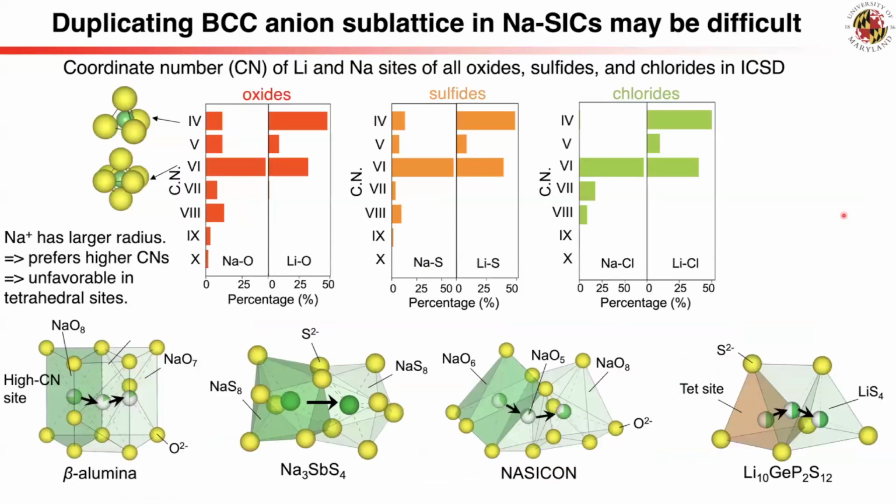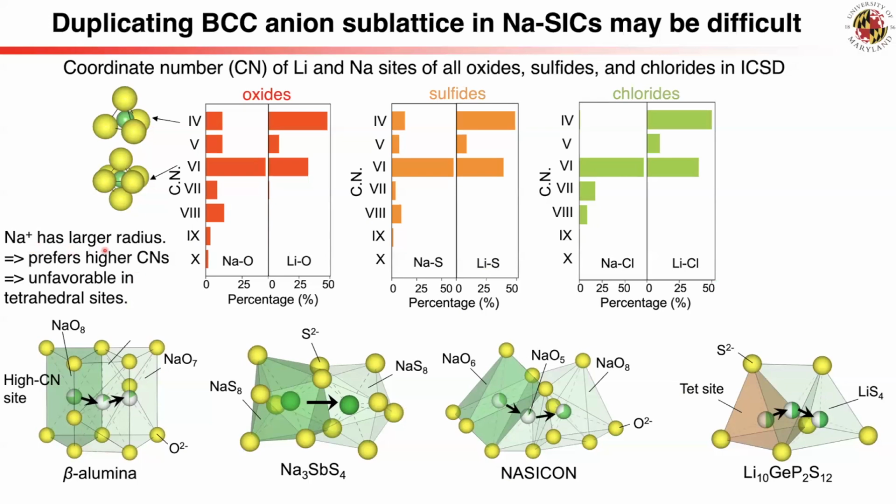Why doesn't this design principle work for sodium-ion conductors? Here we analyze the coordination of sodium versus lithium in oxides, sulfides, and chlorides in the ICSD database. Sodium, in general, prefers a much larger coordination. Six-coordination, octahedral, is much more common for sodium than tetrahedral, whereas in lithium, there is a significant fraction of the tetrahedral site. This is true for oxides, sulfides, and chlorides.